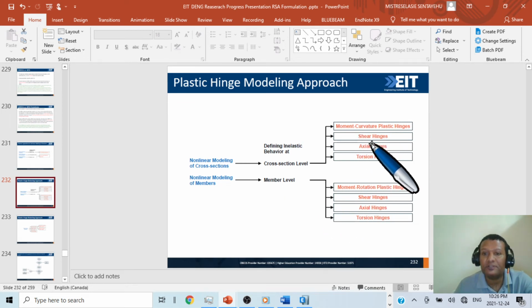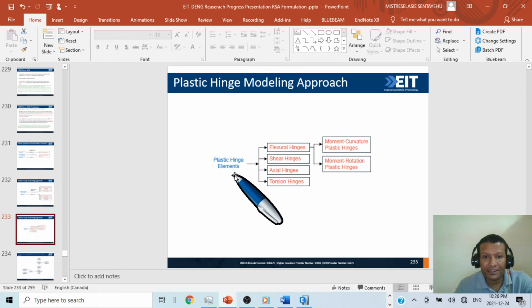So whichever nonlinearity you want to capture, you have to assign. In the plastic hinge approach, for the flexural hinge, we have two types: moment curvature and moment rotation. This one is for member level, and this one is cross-section level.